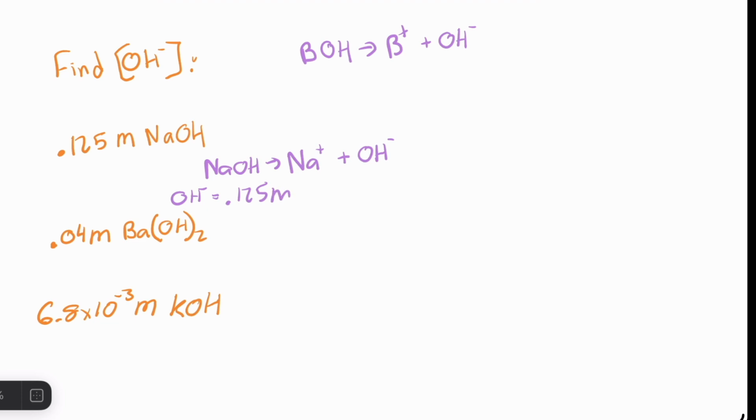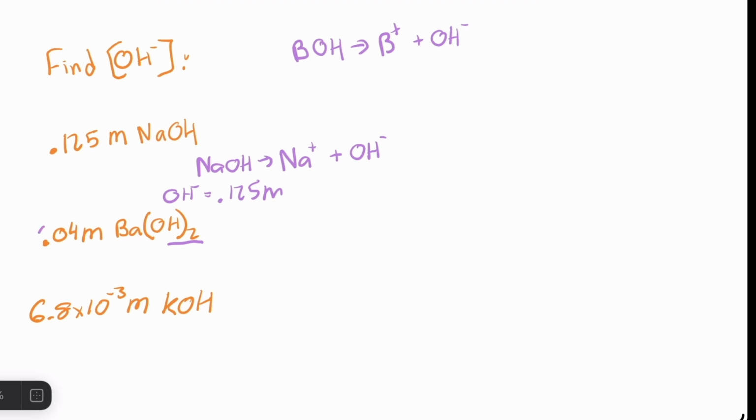Here we have 0.04 molar of barium hydroxide. So if you see here, we have two hydroxides for every one barium hydroxide. So that means we need to double our concentration since we have double the OH minus concentration. So instead of having 0.04 molar, we have to multiply it by 2, and we get an OH minus concentration of 0.08 molar. Let's look at one more.